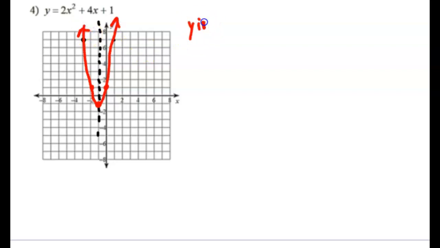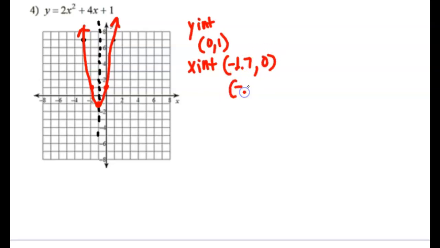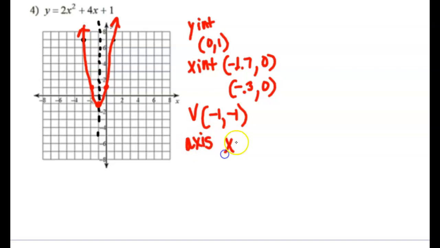So the y-intercept was at 0, 1. The x-intercepts, you guys are going to have to help me. Was it -0.7? I can't. 1.7 and -0.3. Thank you. And the vertex was at -1, -1. Is that right? And then the axis of symmetry. Yes, but it is an equation. It is x equals -1. Okay? Make sure it's an equation.